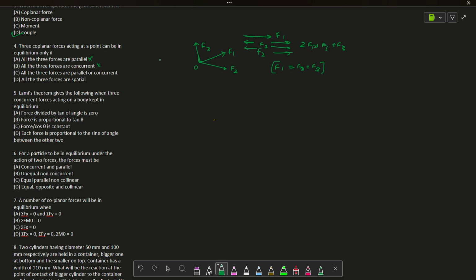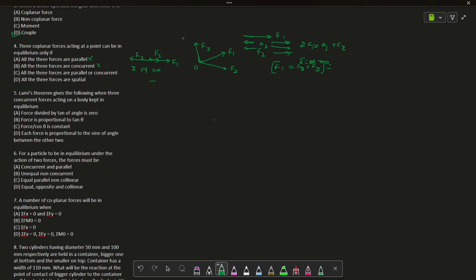Okay, so that means these forces, F1, F2 and some F3, this can only be equilibrium in this case only, right? Because the moment is also getting 0, but in this case the moment never should be equal to 0. That's why it's not an always case, it's a particular case.